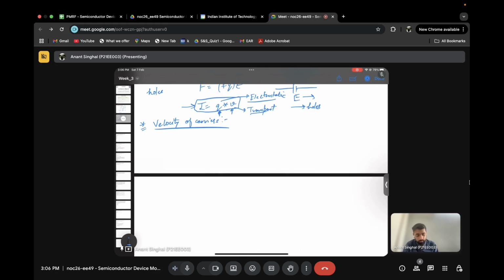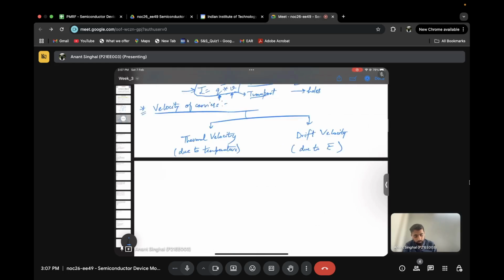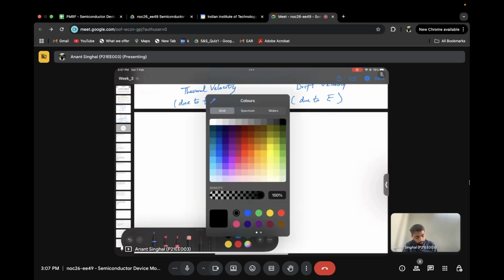So velocity of carriers is basically dependent upon two main phenomena. The first one is thermal velocity, and the second one is drift velocity. As the name suggests, the thermal velocity is due to the application of temperature, or heating. I'll try to explain in detail. And the drift velocity comes from the application of electric field. So these are the two main velocities. Let me discuss the thermal velocity first.